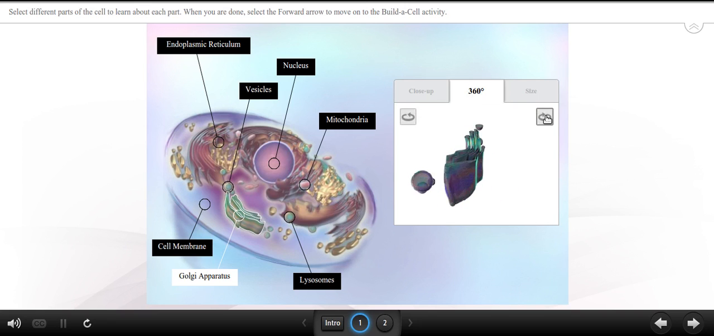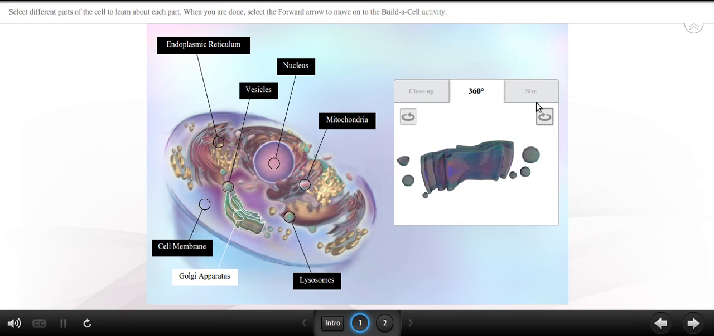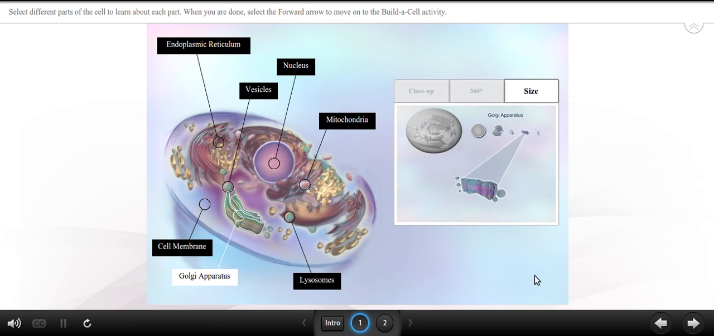Some vesicles, like the ones that become lysosomes, remain to be used inside the cell. Other vesicles fuse with the cell membrane and release their contents outside of the cell.